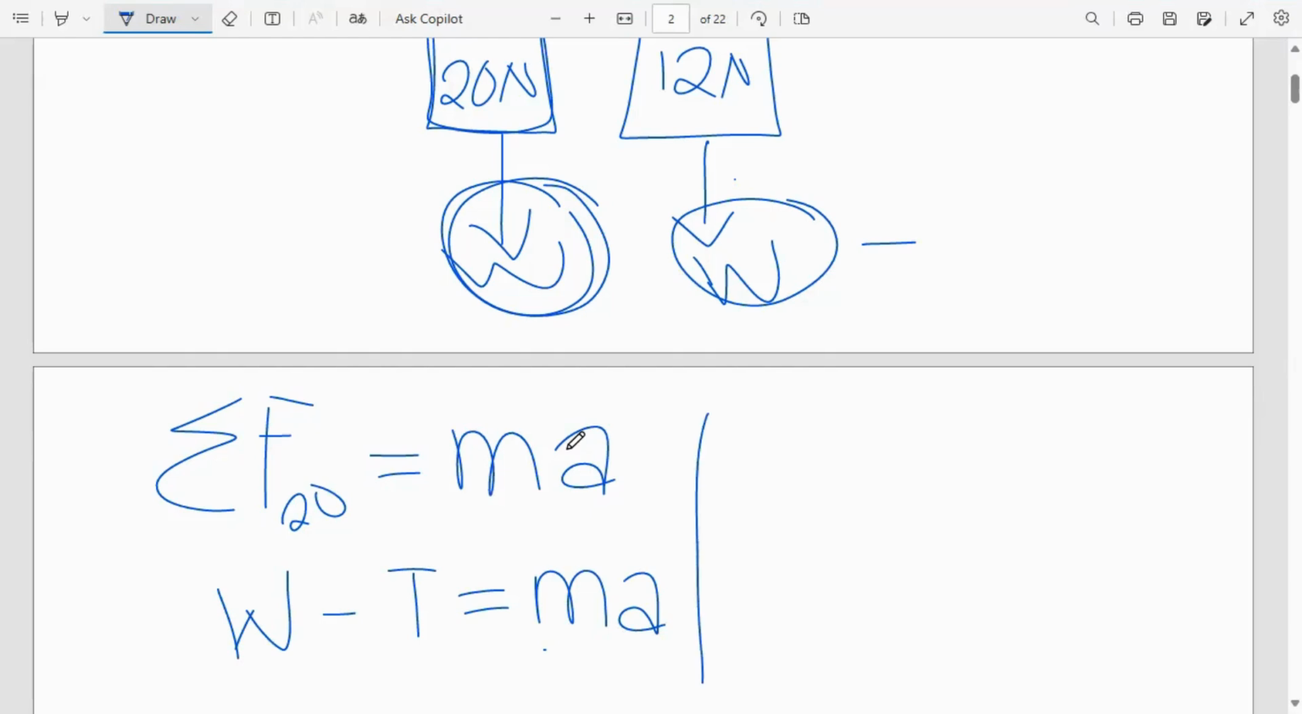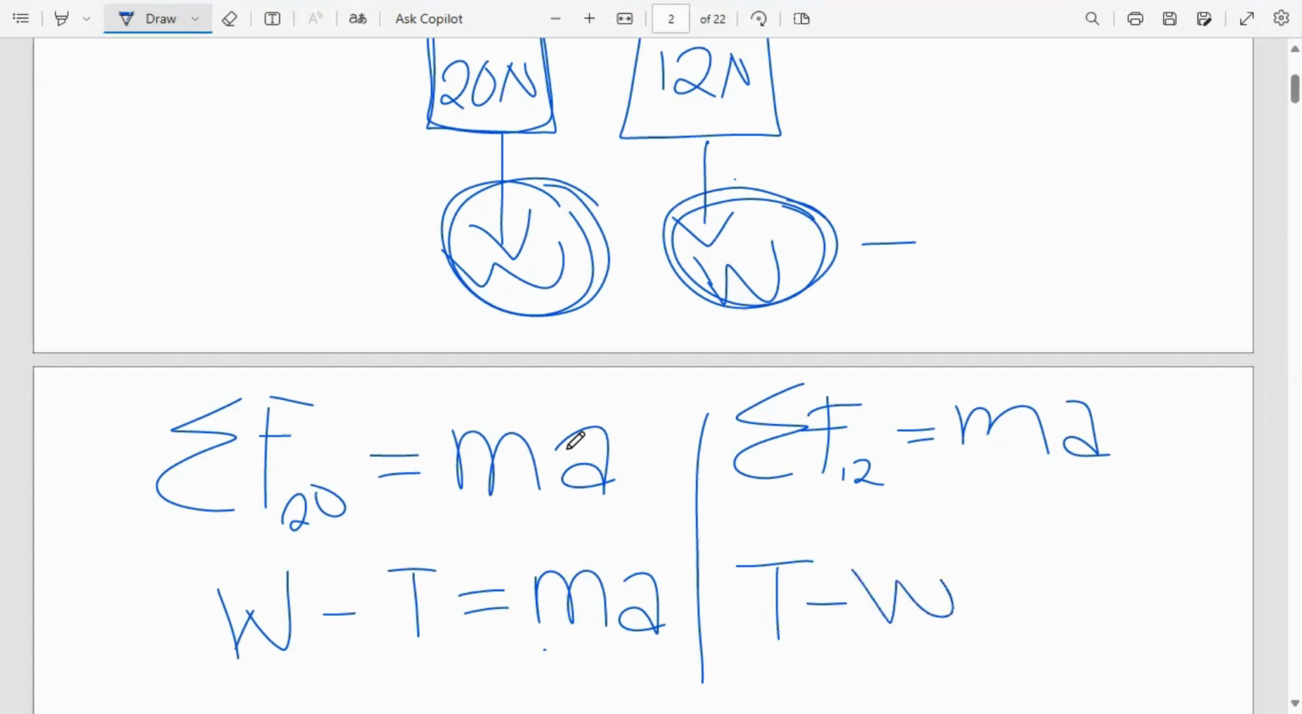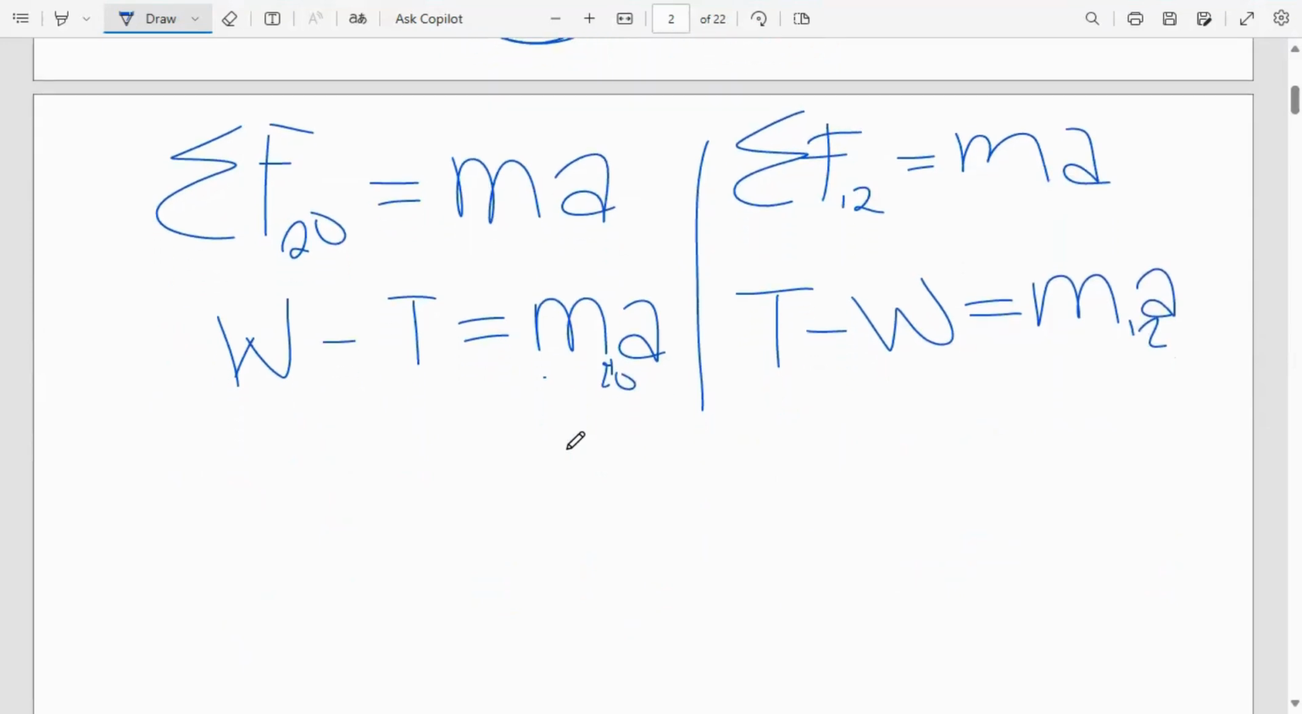On the other side, we have this guy. If I say the summation of forces on the 12 newton object is equal to mass times acceleration, what kind of forces do we get? We have tension, which is towards the direction of acceleration, so it's positive, minus the weight of this object. This will be equal to mass multiplied by acceleration. So this is the mass of the 12 newton object, and this is the mass of the 20 newton object.